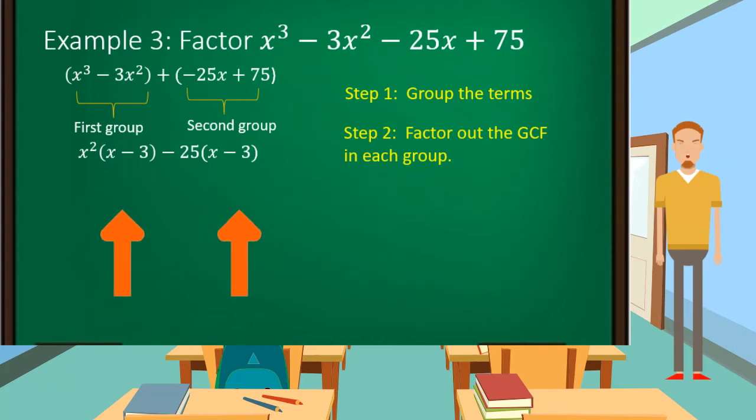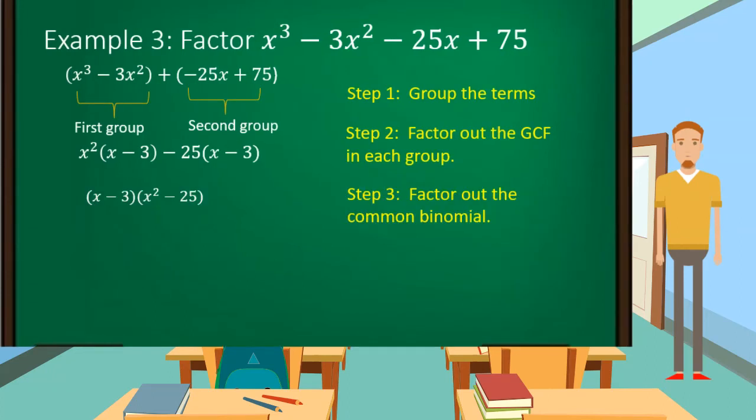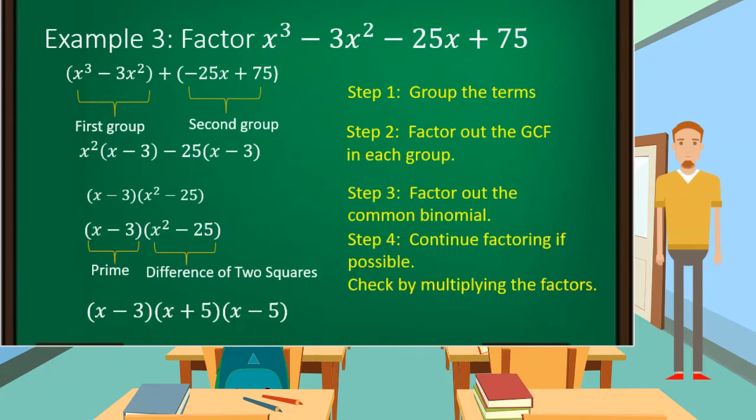Factor out the common binomial x minus 3. The result is x minus 3, times x squared minus 25. X squared minus 25 is an example of difference of two squares, which can be factored as x minus 5 times x plus 5. Therefore, the factored form of the given polynomial is x minus 3, times x minus 5, times x plus 5.